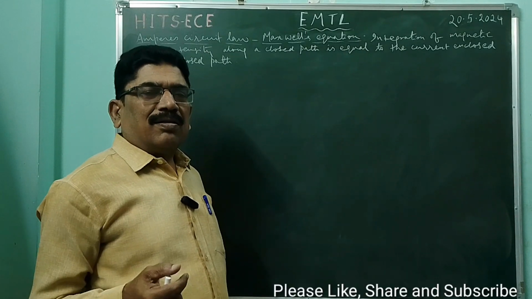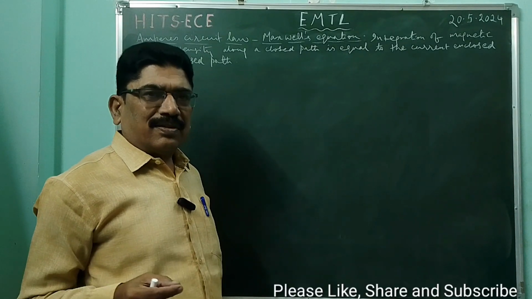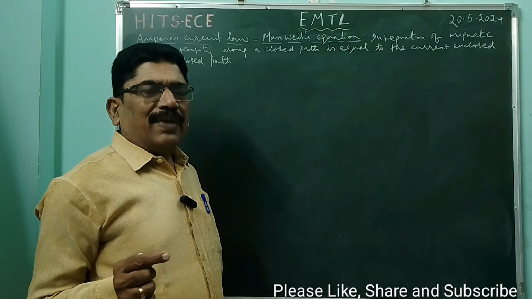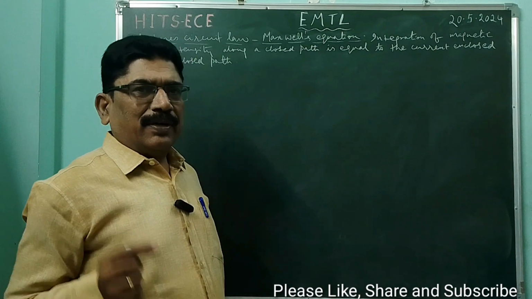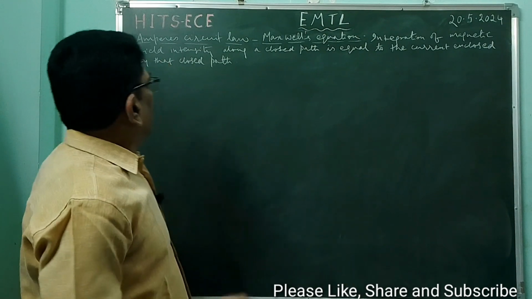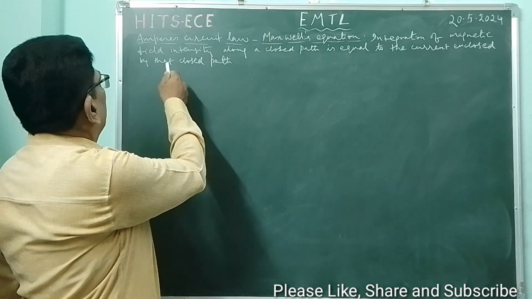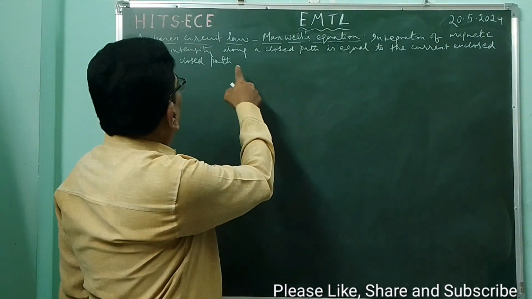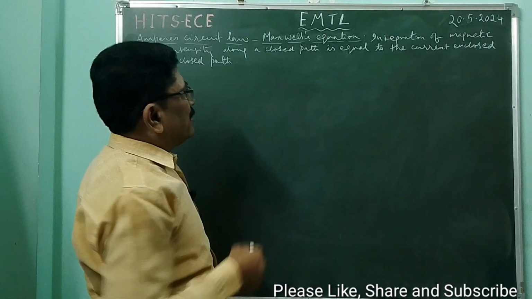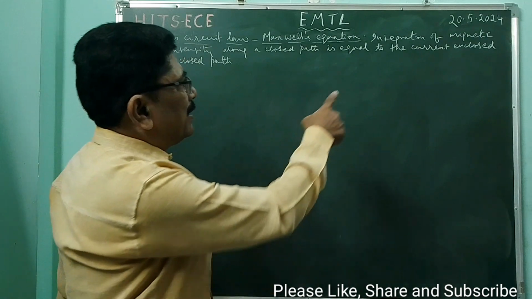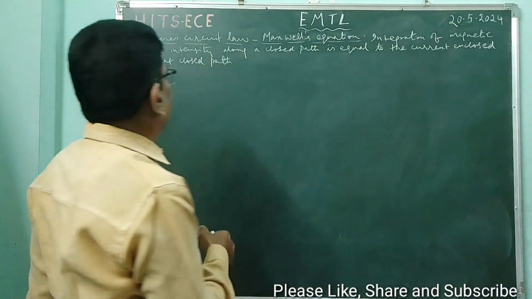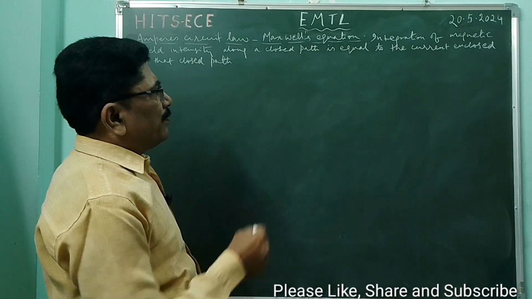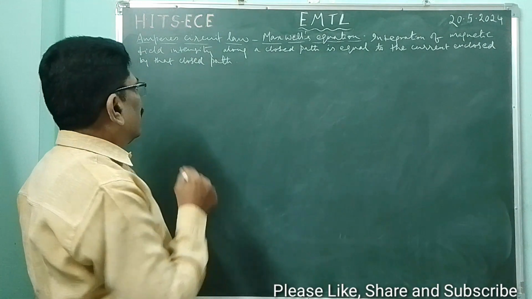In the last class, I clearly explained Biot-Savart's law, in which we found the magnetic field intensity at a given point. In today's class, we will see about Ampere's circuital law and Maxwell's equation. The statement is: the integration of magnetic field intensity along a closed path is equal to the current enclosed by that closed path.